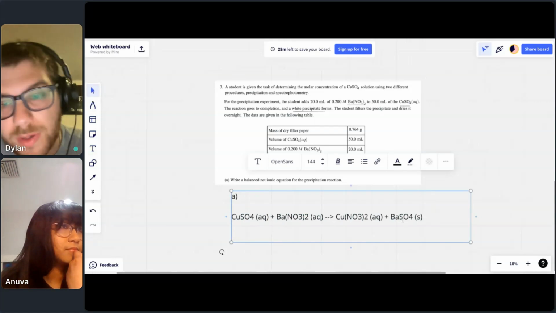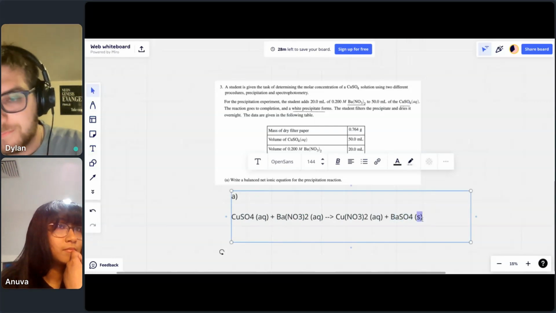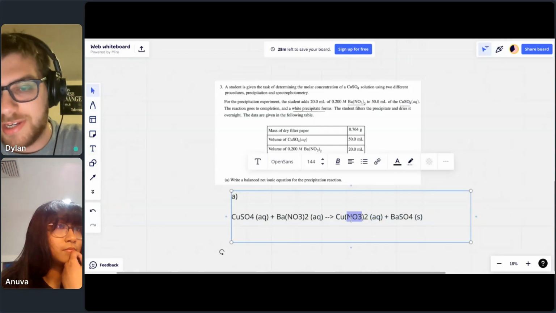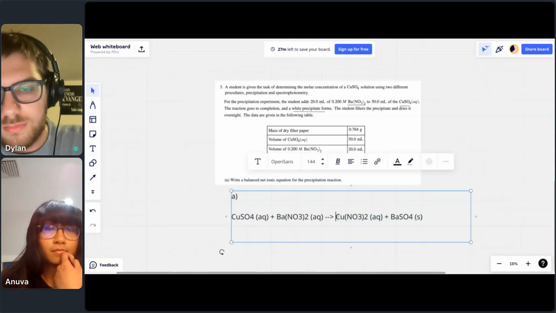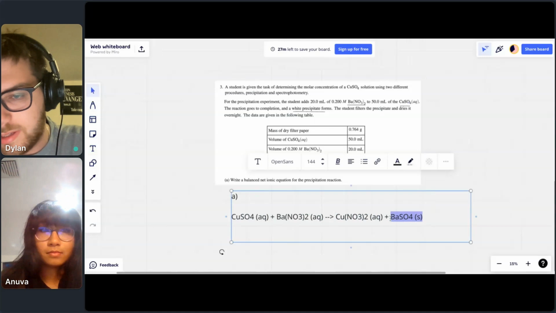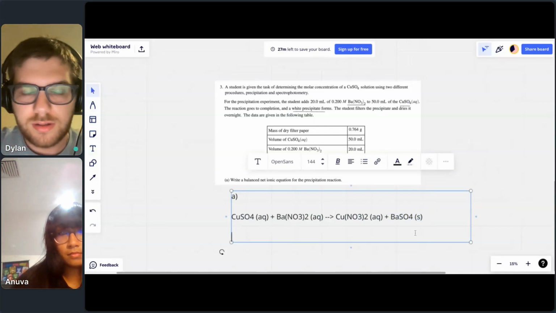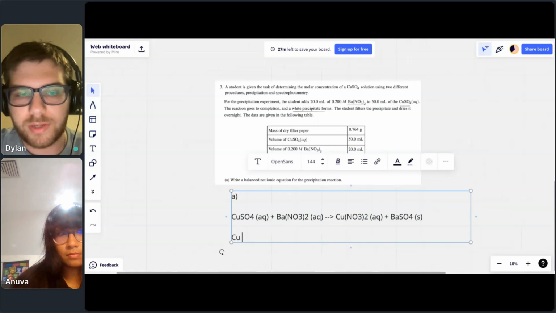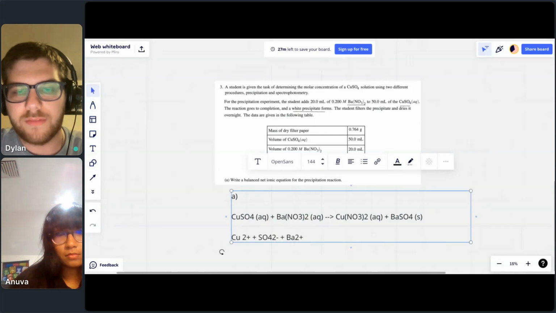So the second part is, how did we know that barium sulfate was actually the solid here? Well, the way I thought about it was, I know most nitrates are soluble, and so we said this was aqueous, and that barium sulfate was the solid. Now let's try to find the total ionic equation. Well, when aqueous, we have copper 2+, we have SO4 2-, we have barium 2+, we have 2 NO3 minus.